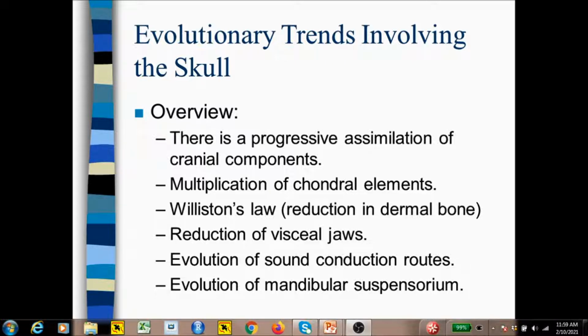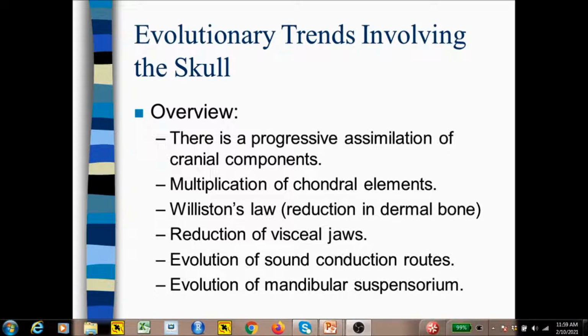We've already talked about a little bit of this, the fact that there is this progressive assimilation of cranial components. We're not going to talk about chondral elements, nor are we going to talk about Williston's law, which is really not a law at all. It's an observation that Williston made, and it was true at the time, but who knows whether it holds true in the future. It's sort of silly to refer to it as a law. But there are a couple of other key points that we need to think about.